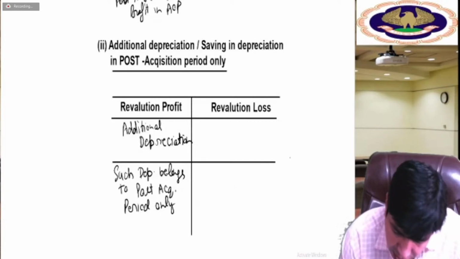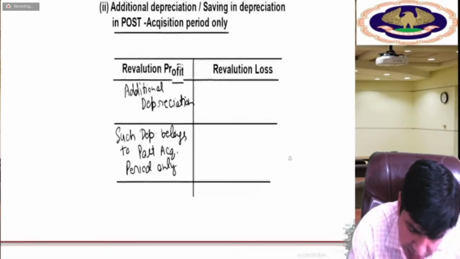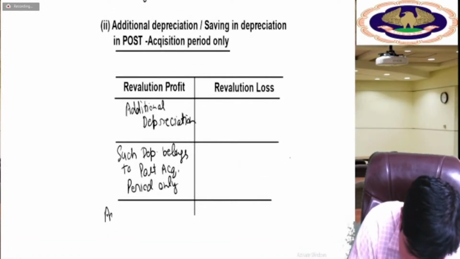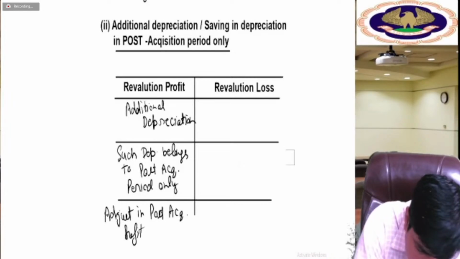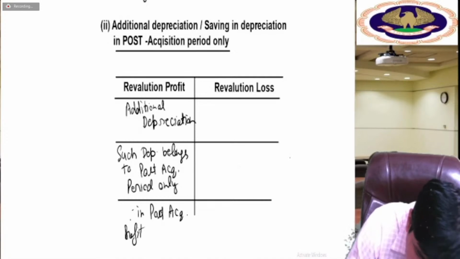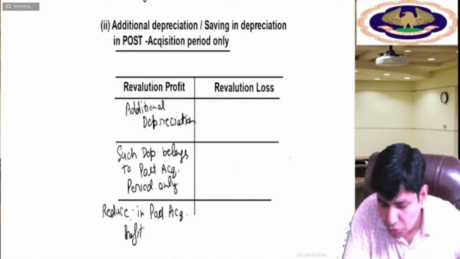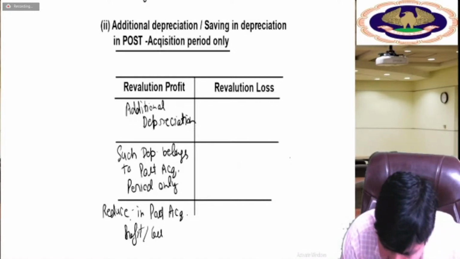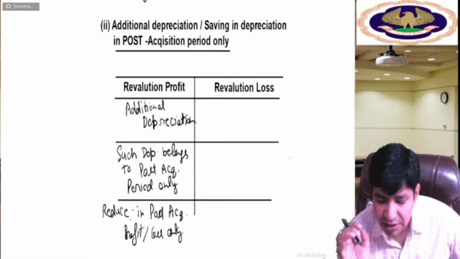See, in this case, we have to adjust in post acquisition profit, or you can say reduce. It would be much better to write the word reduce: such depreciation in post acquisition profit and loss only. Okay, beta. So this was the depreciable part.